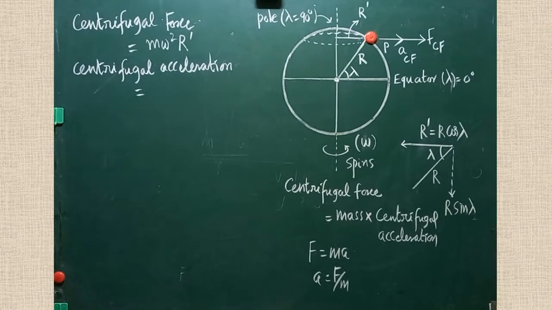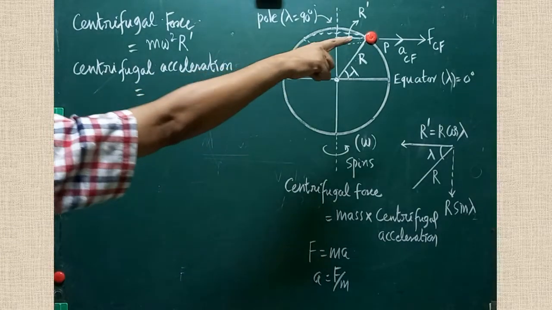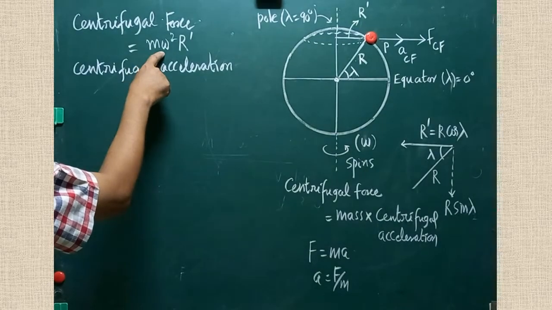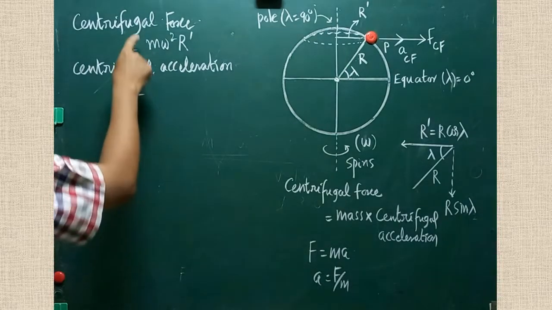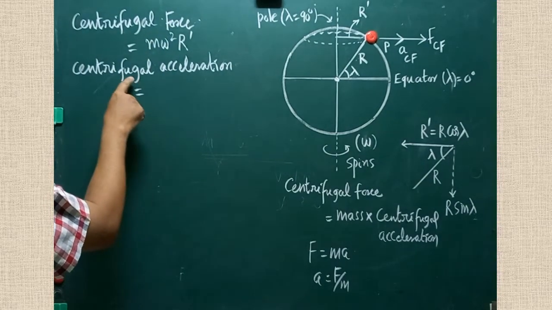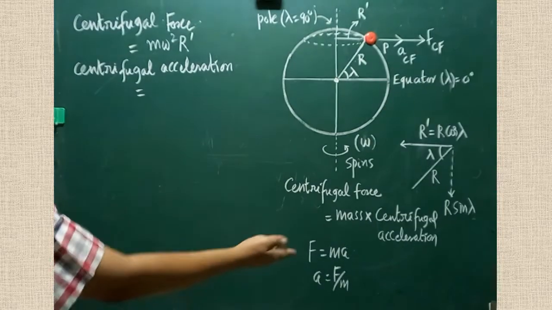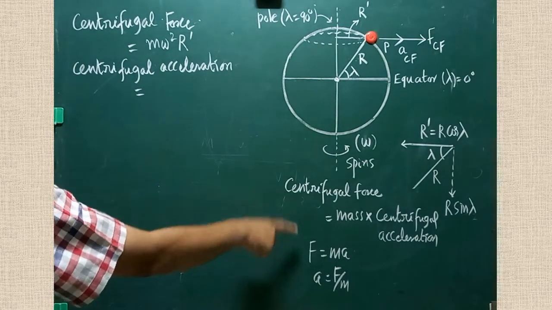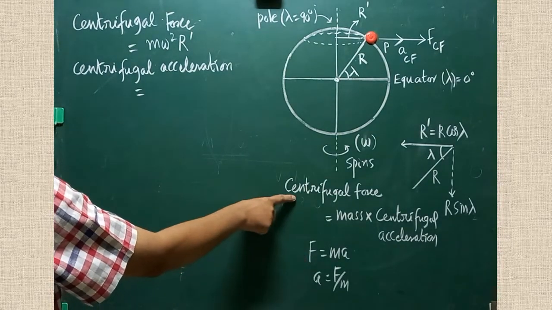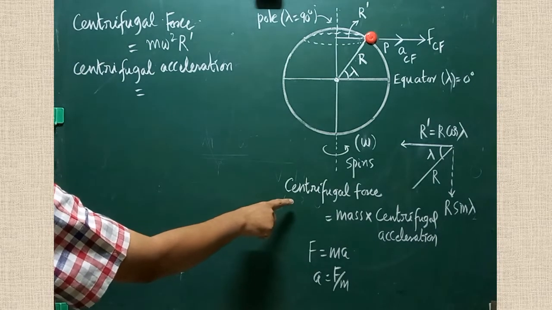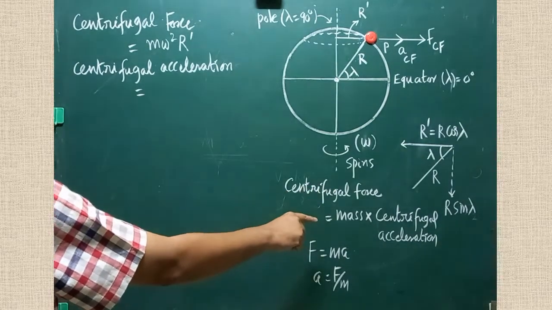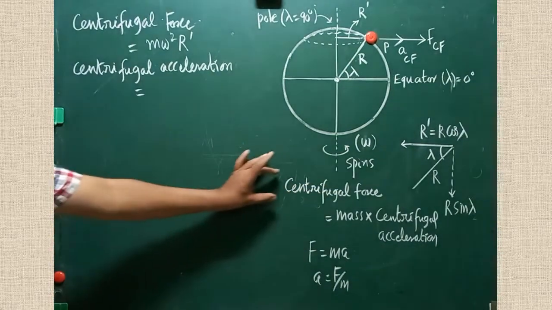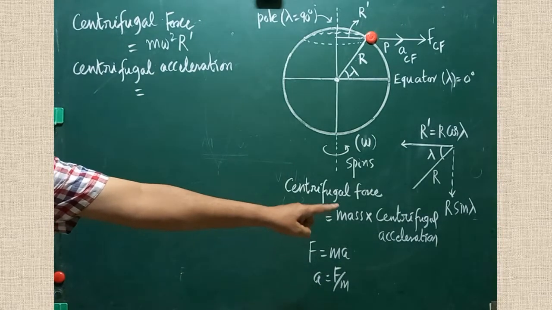Already we have derived the expression for centrifugal force. To calculate the centrifugal force, this expression was already derived, m omega square r dash. From centrifugal force, we are going to calculate the centrifugal acceleration. From Newton's second law, we are able to easily derive the centrifugal acceleration expression. What is the formula? F is equal to ma. Centrifugal force is equal to mass into centrifugal acceleration.